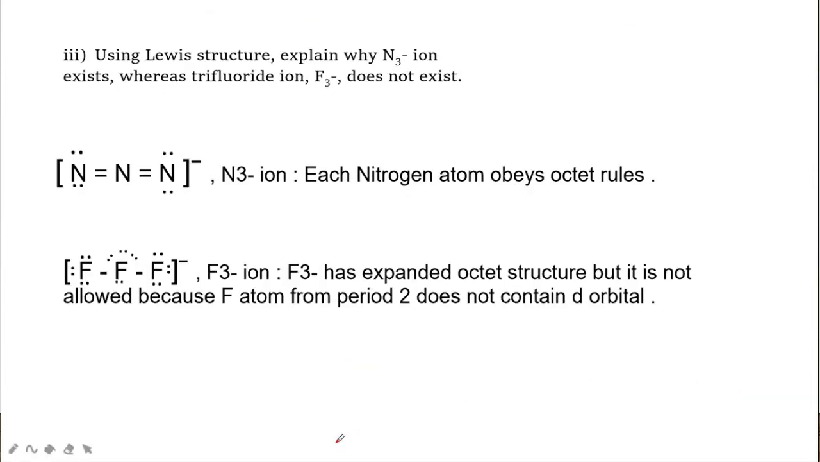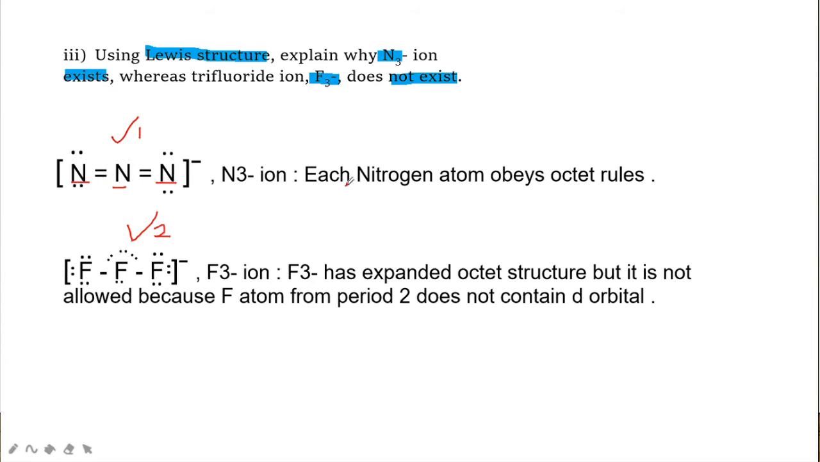Okay, next question, 3 Roman. Using Lewis structure, explain why the N3 negative 1 ion exists, but F3 negative 1 does not exist. The first mark, we have to draw the Lewis structure. And this is the second mark for F3 negative 1. Then we have to compare both Lewis structures. For N3, we know that it has an octet structure because the central atom has enough 8 electrons, which achieved octet, and the same goes for the terminal left and right hand side.